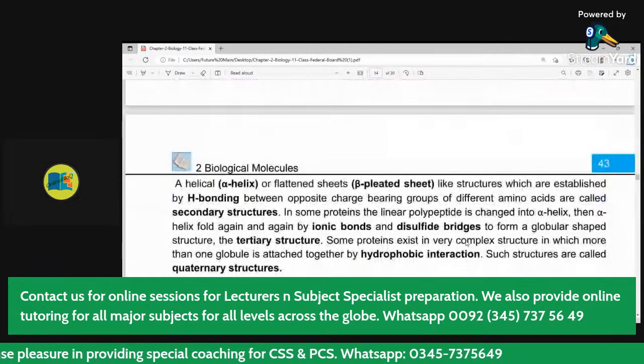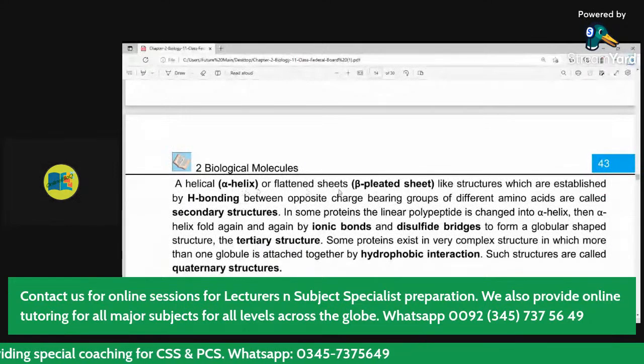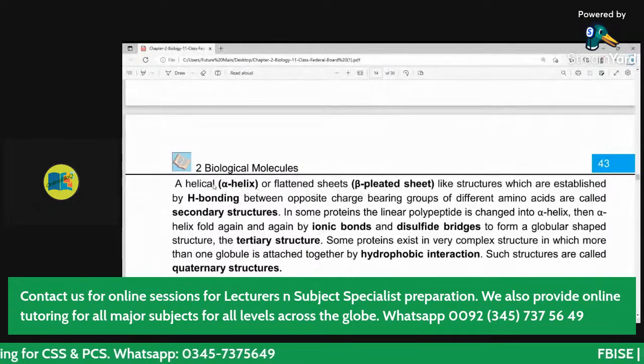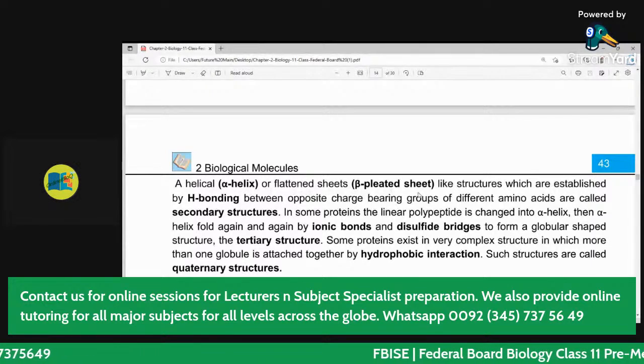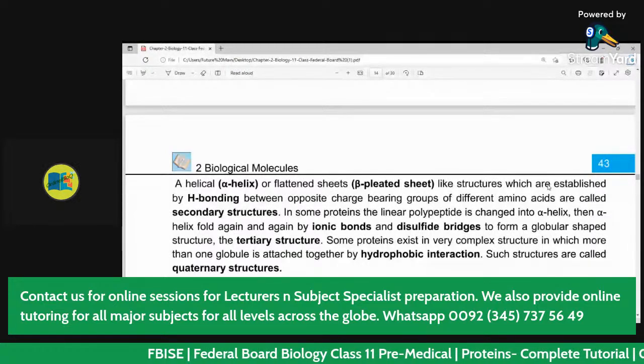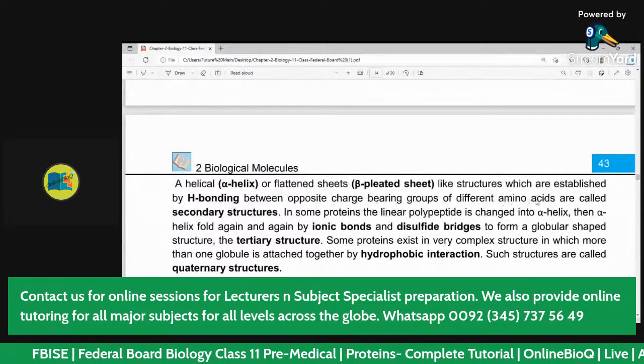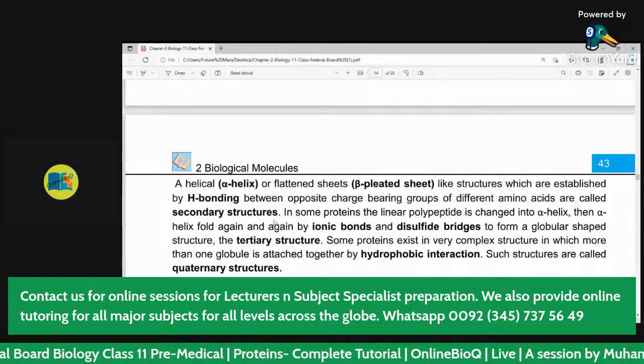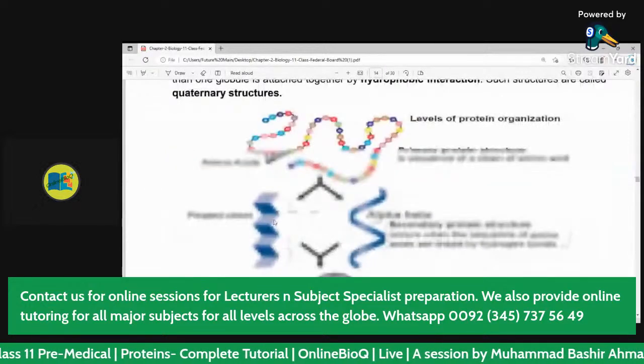A helical structure is known as an alpha helix, and if these are flattened sheets, they are known as beta pleated sheets. These structures, which are established by hydrogen bonding between opposite charge pairing groups of different amino acids, are called secondary structures.